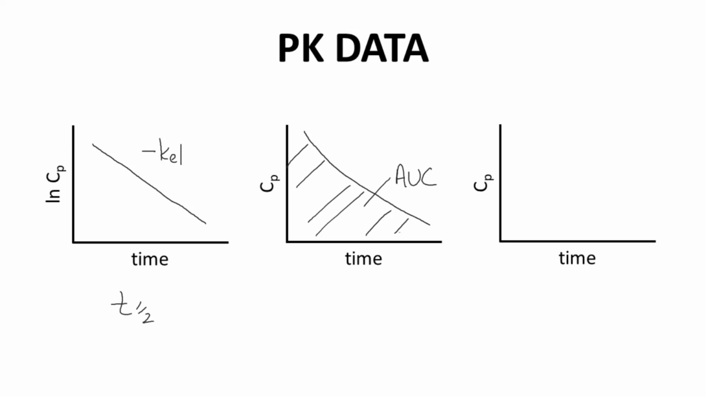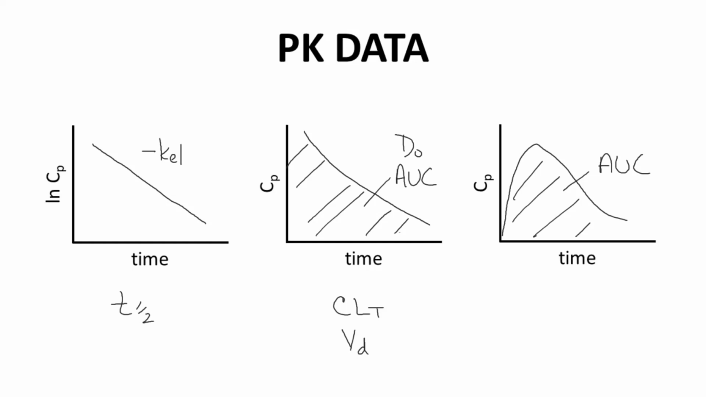When plotted as CP versus time, the area under the curve and dose size allow calculation of the compound's total clearance. Together with half-life and total clearance, one can calculate volume of distribution. Finally, with AUC data for an oral curve, one can estimate the oral bioavailability of a compound. Therefore, with these in vivo studies, many of the key pharmacokinetic parameters of a compound can be determined.